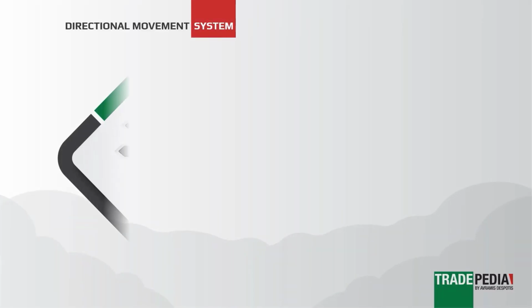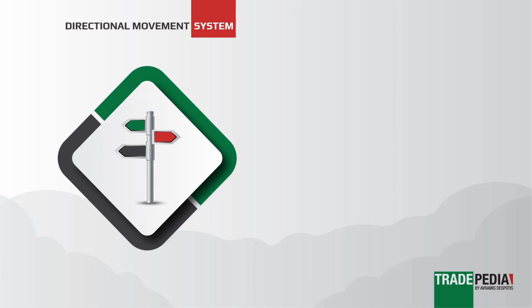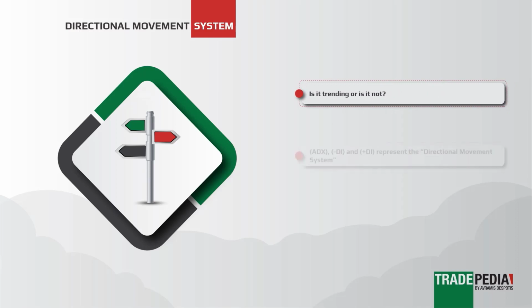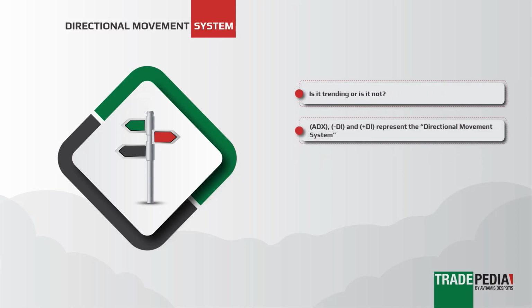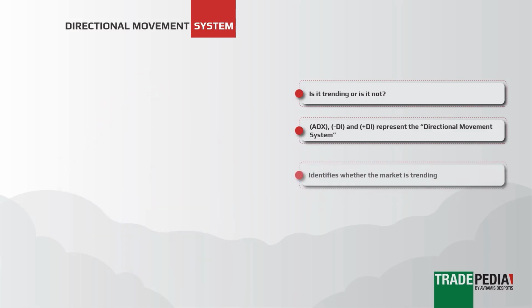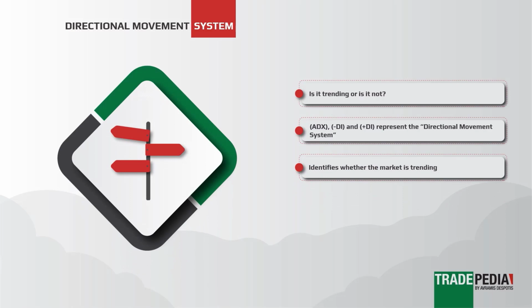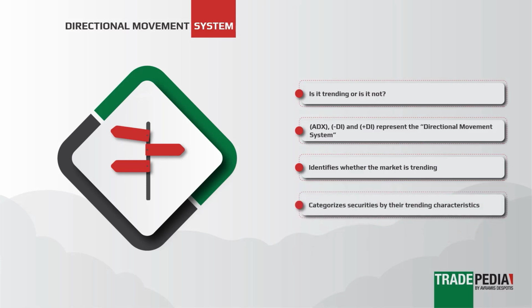As we have seen through this guide, the trend is your friend. But the million-dollar question is: is the security trending or is it not? The average directional index, minus directional indicator and plus directional indicator represent the directional movement system. The key feature of the directional movement system is that it first identifies whether the market is trending before providing signals for trading the trend. Created by Wells Wilder, this indicator categorizes securities by their trending characteristics.